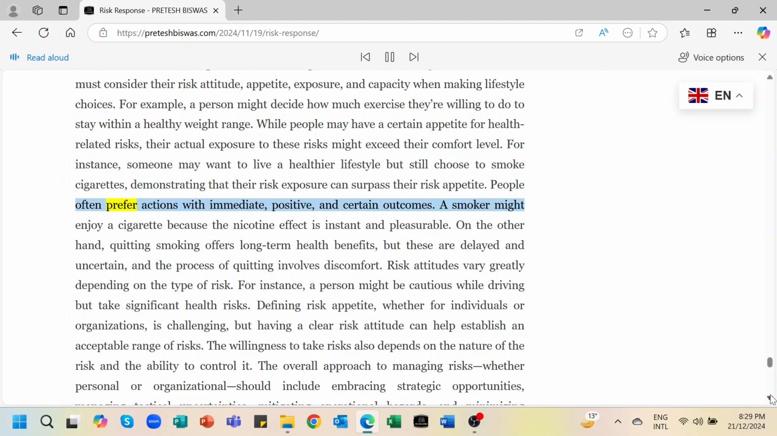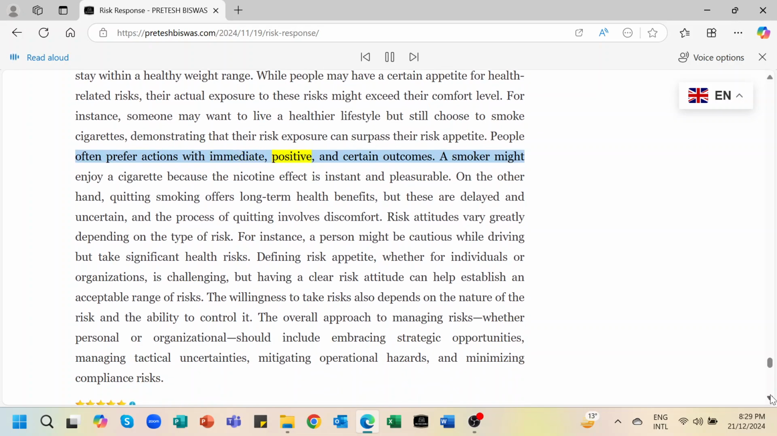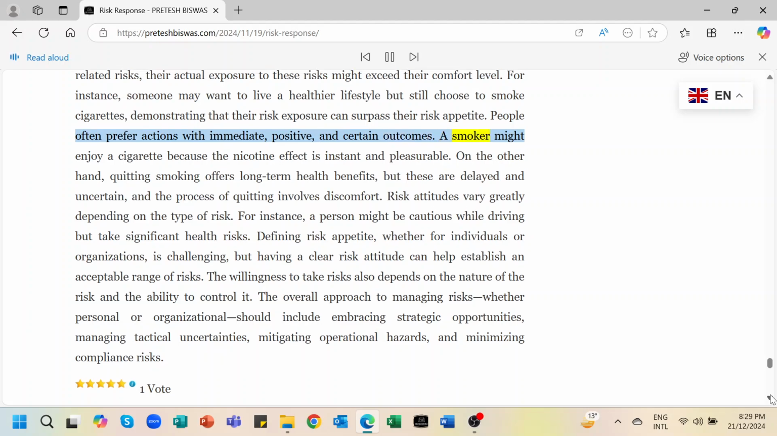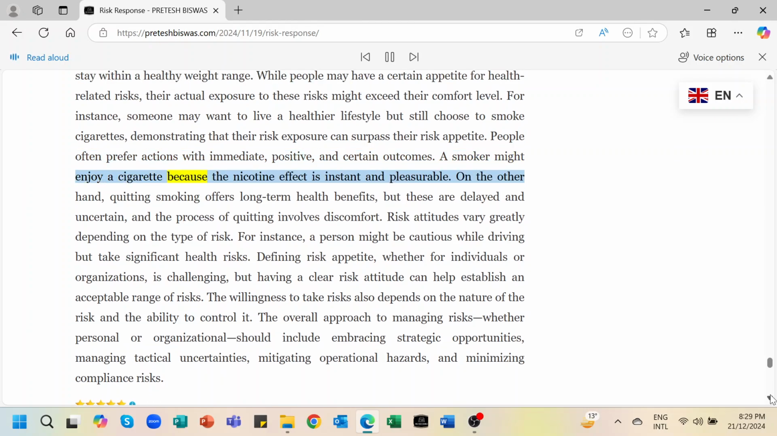People often prefer actions with immediate, positive, and certain outcomes. A smoker might enjoy a cigarette because the nicotine effect is instant and pleasurable. On the other hand, quitting smoking offers long-term health benefits, but these are delayed and uncertain, and the process of quitting involves discomfort. Risk attitudes vary greatly depending on the type of risk.